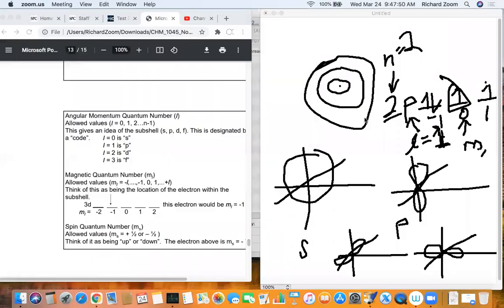All right, hopefully this will speed things up a bit here. So we've got our M sub L value here, which is representing which of these areas we're finding the specific electron that we're talking about.